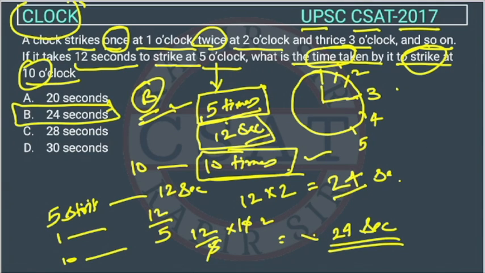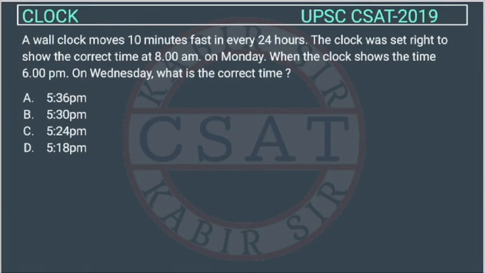Okay, so this is a question from clock chapter asked by UPSC in CSAT paper of 2019. A wall clock moves 10 minutes fast in every 24 hours. Okay. So what is happening?